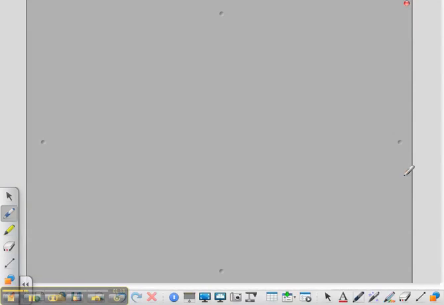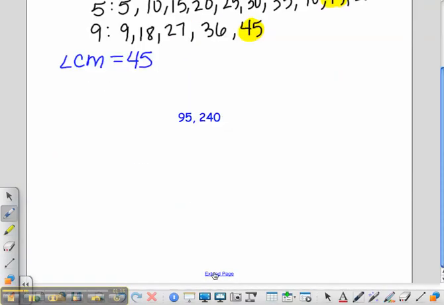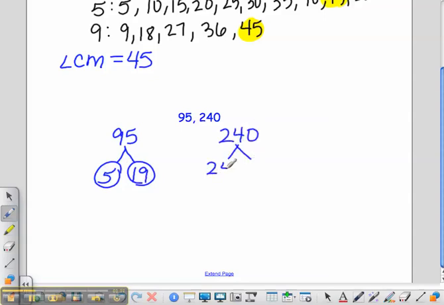Another way to do the least common multiple, which is especially helpful when you have larger numbers, such as 95 and 240, is to use the prime factorization. So for 95, it's divisible by 5, and it's 5 times 19. 240 can break down as a factor of 24 and 10. 24 can be 6 times 4, 10 is 5 times 2.